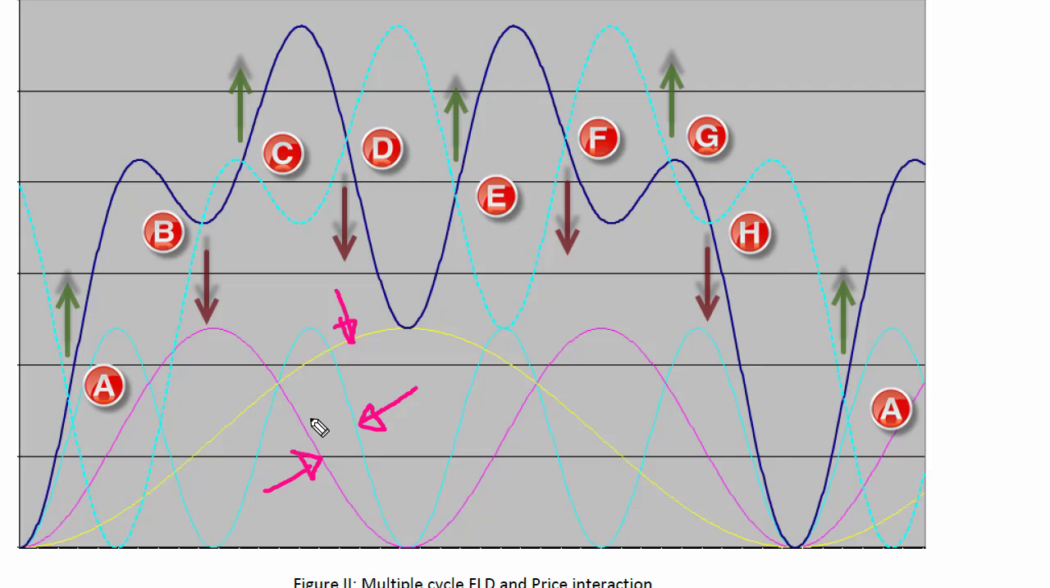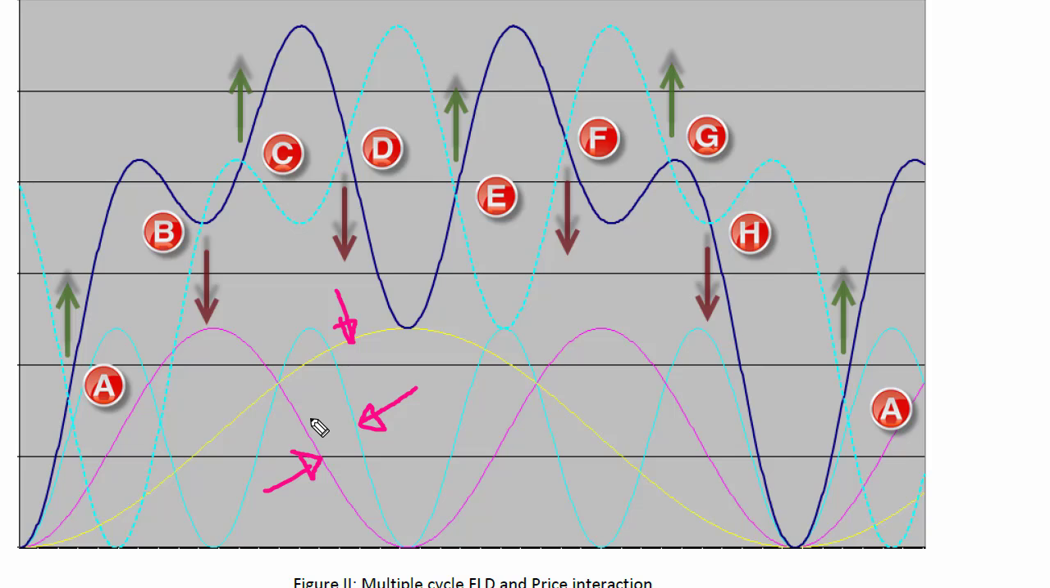Their amplitudes are not proportional to their wavelengths, and there's a very good reason for that. According to the principle of proportionality, the amplitude of a cycle that has double the wavelength of another cycle should be double the amplitude of that cycle. However, I found in my trading that this was the least reliable of all the principles.